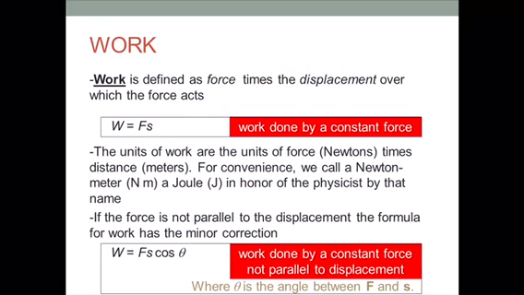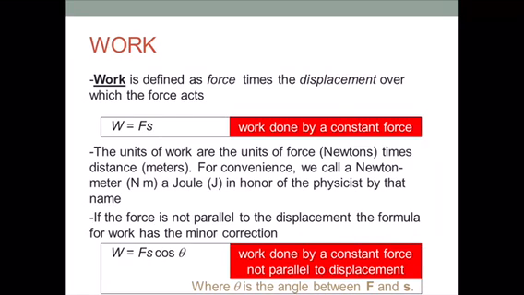For example, if you apply a force on an object and that object moves a displacement of s, the work done by you would equal the magnitude of the force that you applied times the displacement. The units of work are units of force times distance, newtons times meters. For convenience, we call that unit a joule, in honor of a physicist by that name.